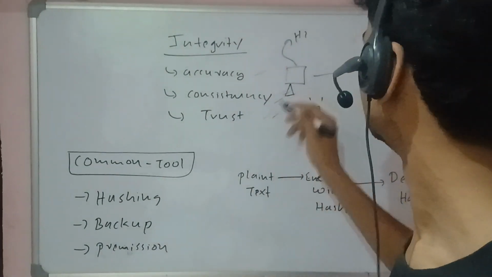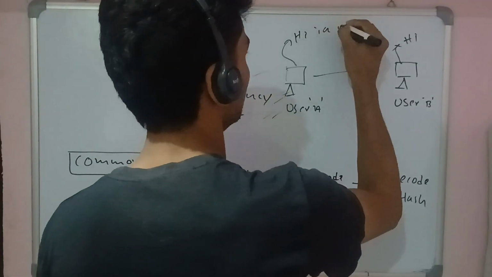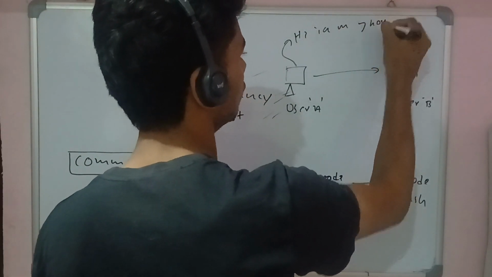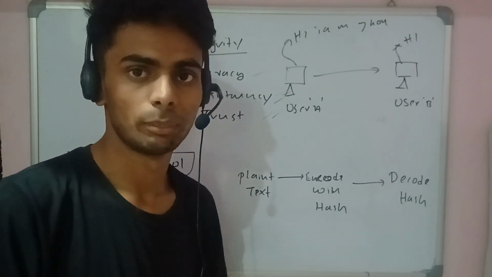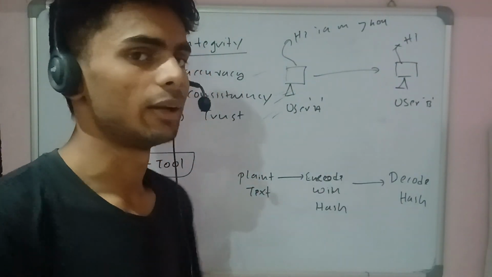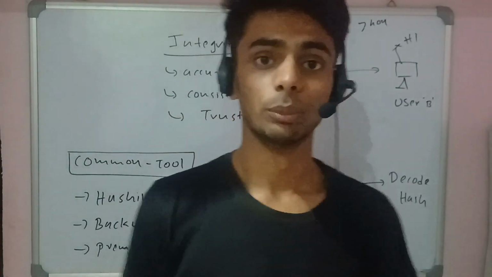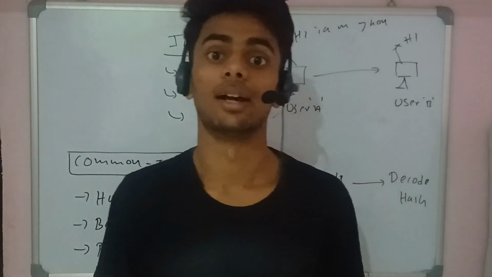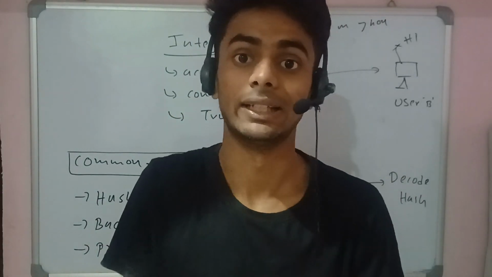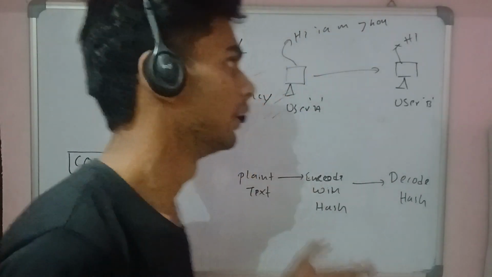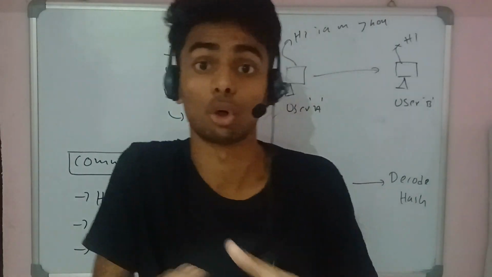The second one is consistency. Suppose user A sends a message to user B: "Hi, I am John." User B should receive that information as "Hi, I am John", with no missing gap between any data points and no data packet losses. If the data is mismatched, we can say the data is not consistent.